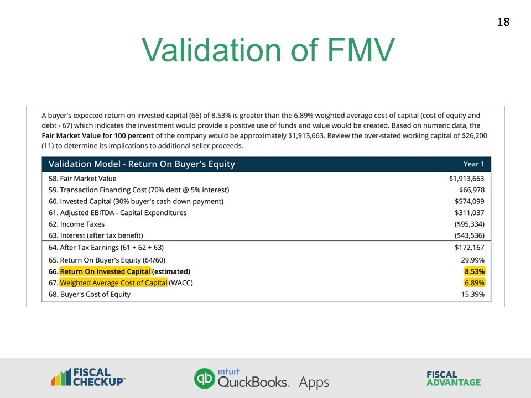Another check on the fair market value of the business is to look to see if a prospective buyer can earn a return on invested capital that is in excess of the weighted average cost of capital. When the return on the invested capital exceeds the weighted average cost of capital, it means that this investment provides for a positive use of funds. Finally, the reader is reminded of the excess or deficit of working capital in the narrative above the table.